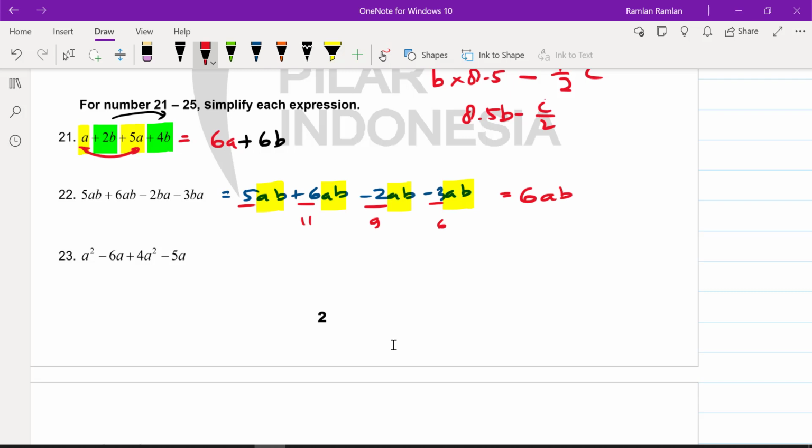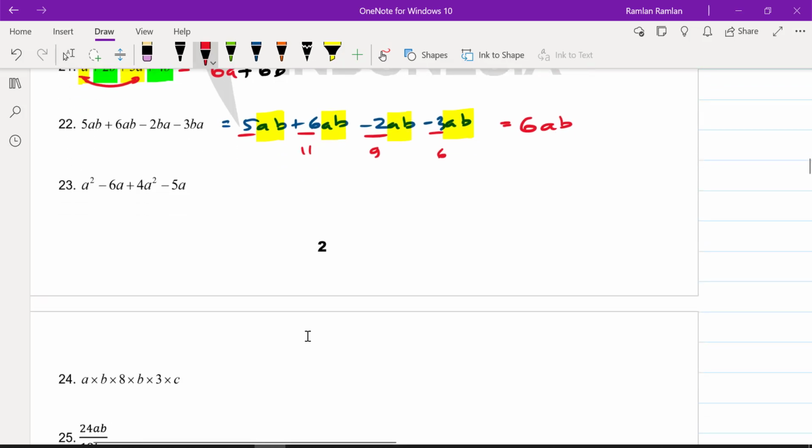So number 23, in here we have a squared minus 6a plus 4a squared minus 5. So this a squared will be like term with this one here, because both of them have a squared. So a squared and a is not going to be like term, because a is not equal to a times a, right? So it's different. So this a squared with the 4a squared, just add them together, you get 5a squared, right? Remember that we have 1 over here, so it's just 1 plus 4, which is 5a squared.